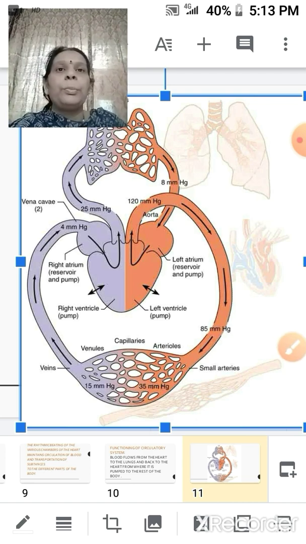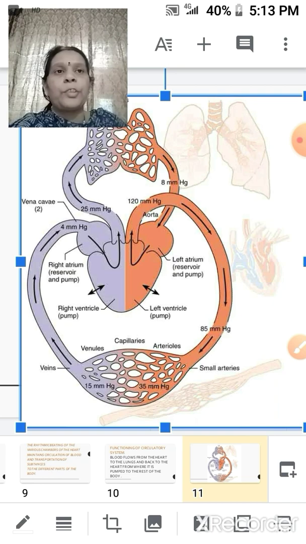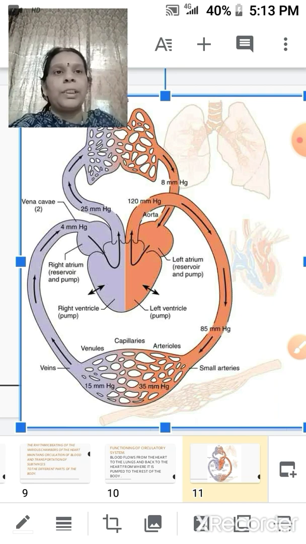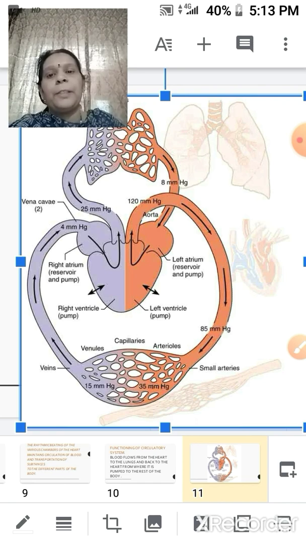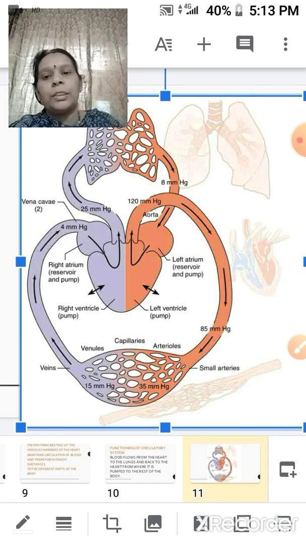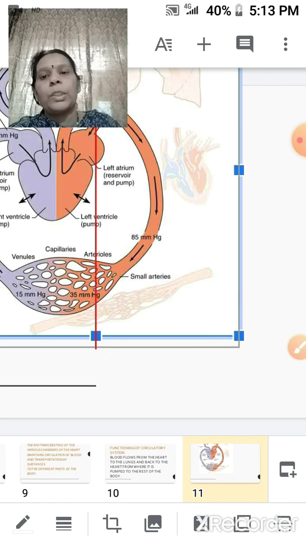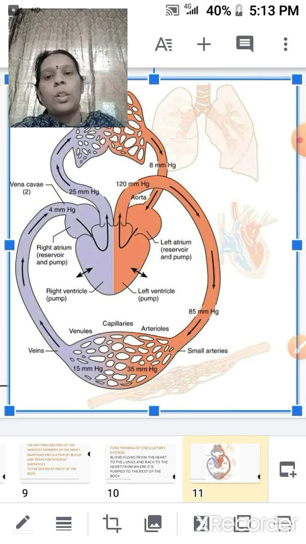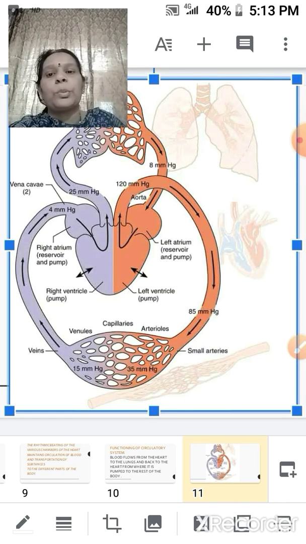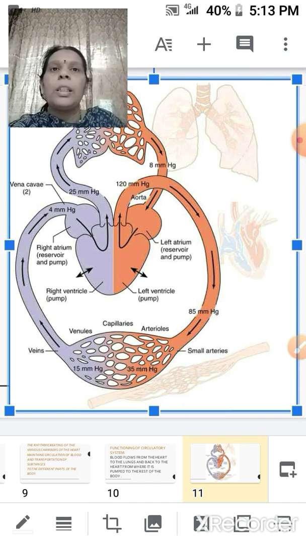Now the impure blood is transported from the right ventricle to the lungs by the pulmonary arteries. So here the blood goes from here, then it is carried to the lungs. This is how it goes on, and it goes into the lungs again. The deoxygenated blood is what we are talking about here.